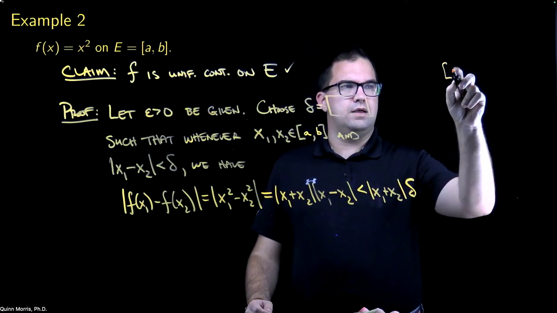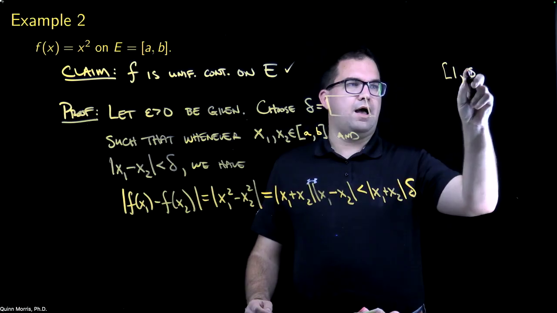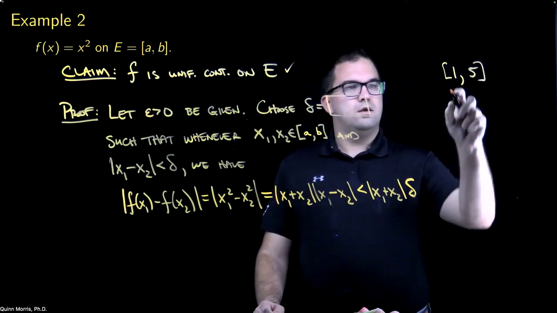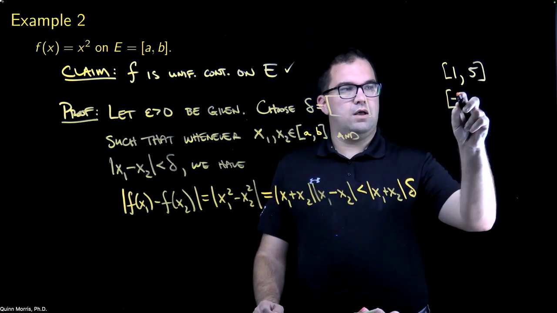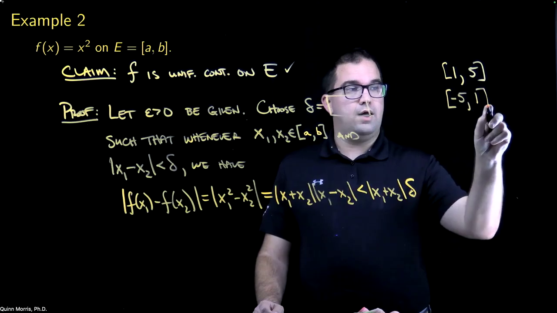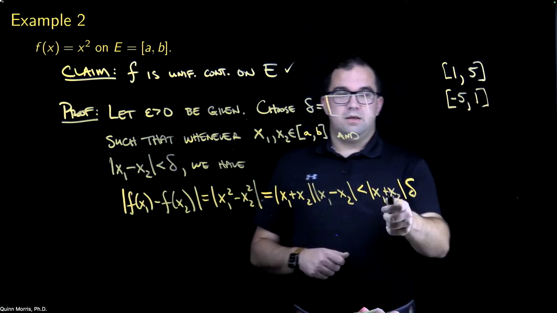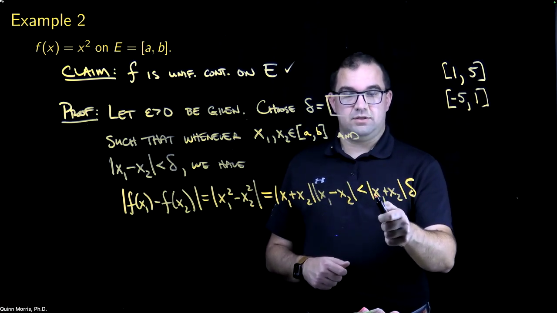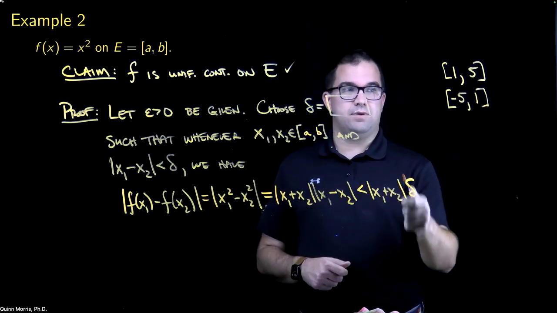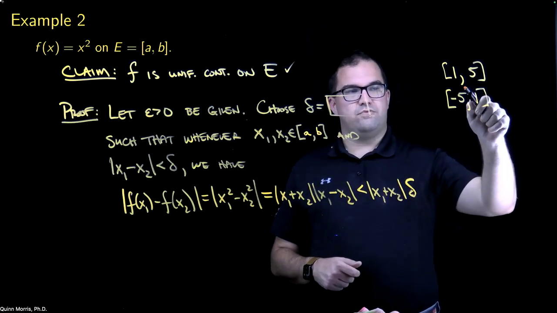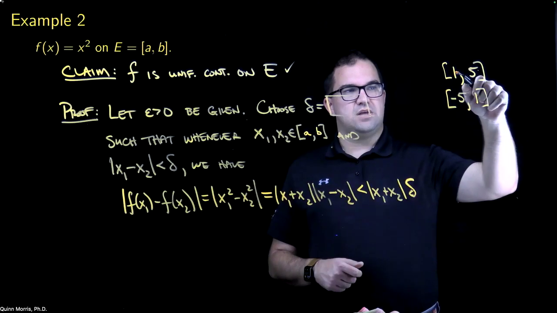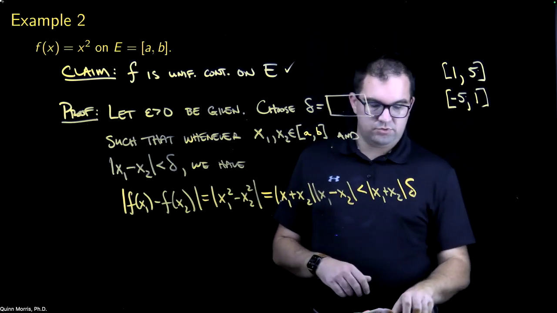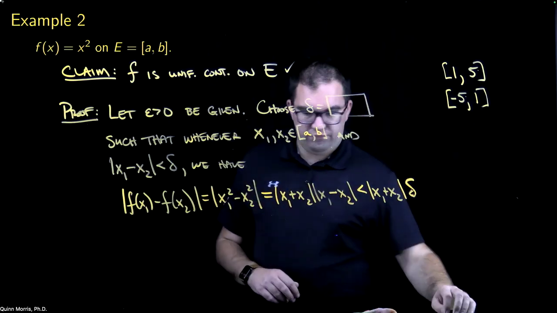If my interval was [1, 5], then I would say the worst this could be is 10. But if my interval was [-5, 1], now it's possible that this could be -10. So this could be -5 and -5, which in absolute values would become 10. So I need to figure out what's the largest of my a and b in terms of its magnitude. This is where I'm going to have to add a bit to this proof.